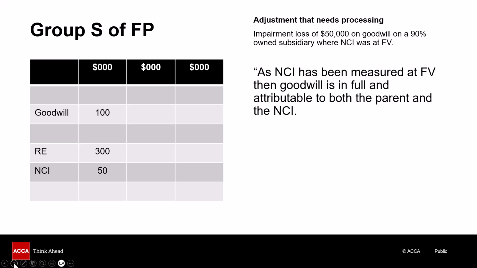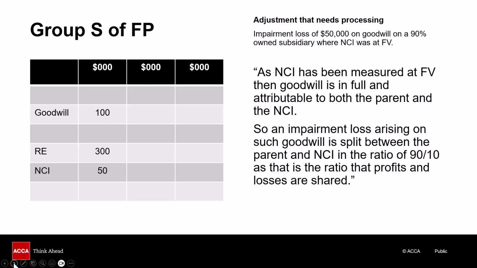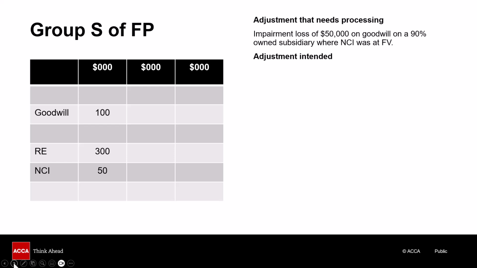So because we've got an impairment loss of 50,000 and it's a 90% sub, then I hope you don't need a calculator to realize the adjustments that we are going to be making. This is the intention. This is what's going on in your head. Your intention is to reduce the asset by 50,000. Your intention is to reduce the group profits by 45, 90%, NCI's at fair value, goodwill's in full, and to reduce the NCI by 5.